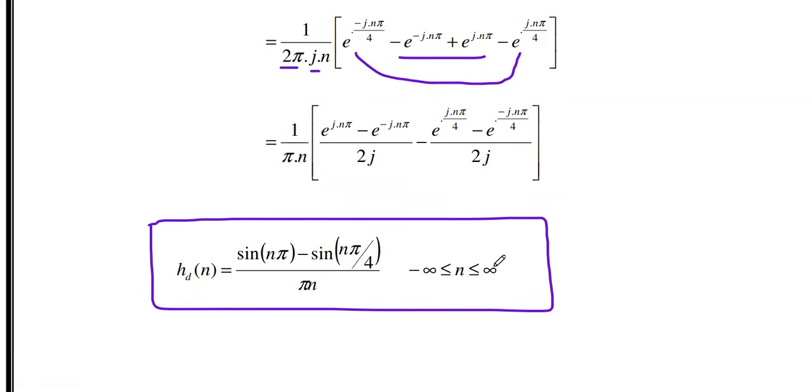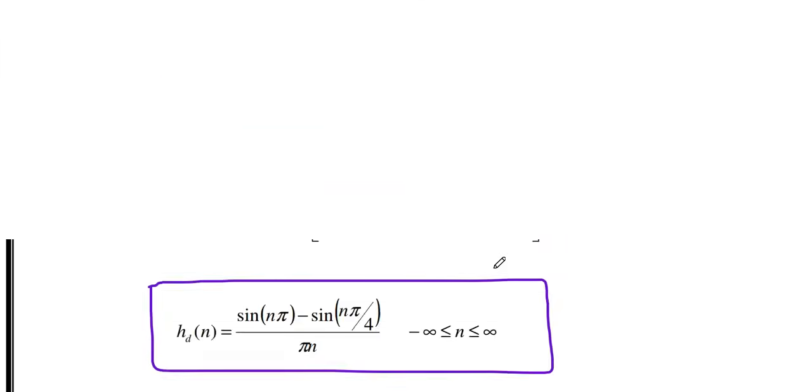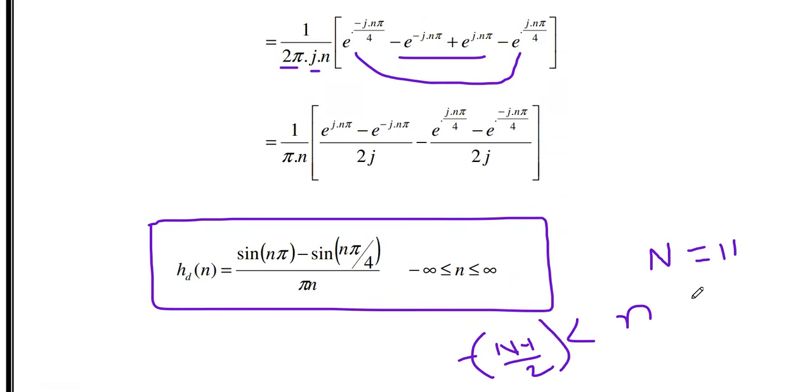minus infinity to infinity. Okay, so the first step is over, and here we are going to design the FIR filter, finite impulse response, for capital N equal to 11 samples. So we are going to find the answer for this hd of n for the first 11 values. So 11 values means n varies from minus (N minus 1) by 2 to plus (N minus 1) by 2. Okay, that is the meaning.